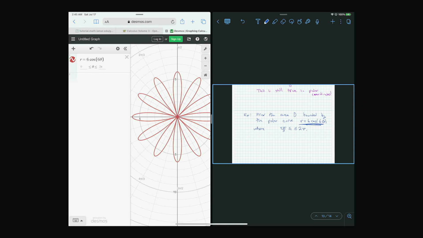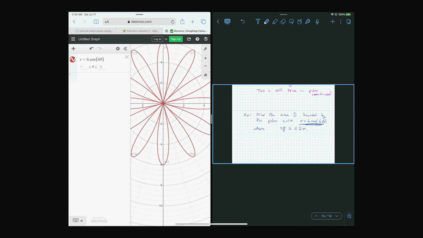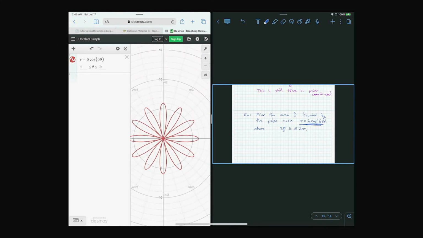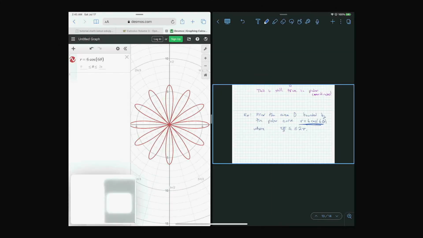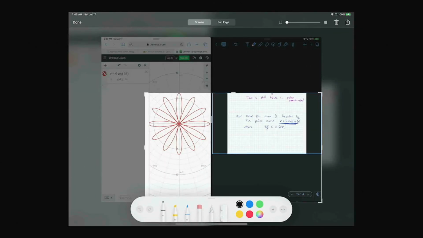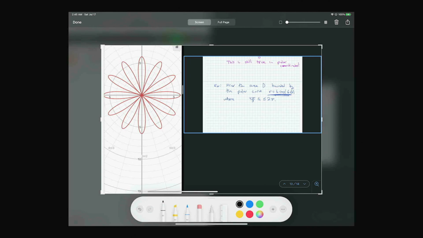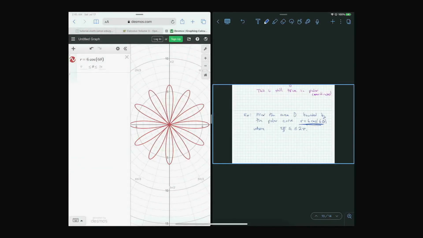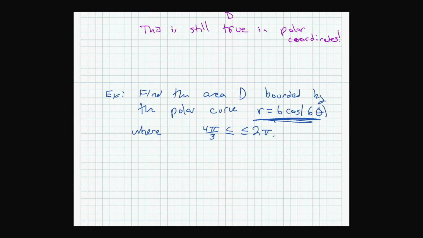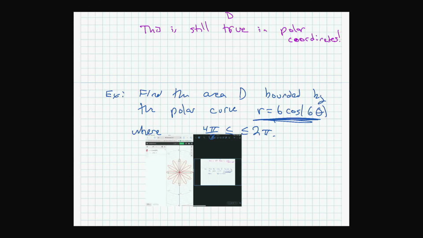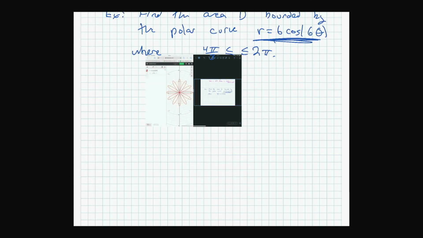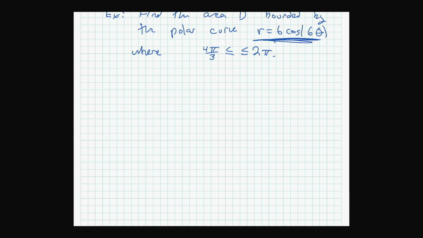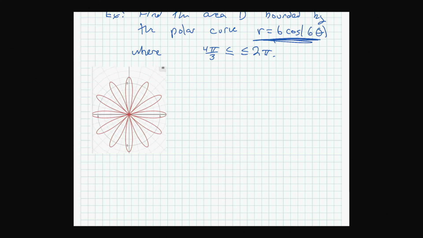So actually, that's a lot of pieces to this, right? Here, we'll copy paste it. We'll do this. Done. Save to photos. I just want this. Okay. All right. So this is it.